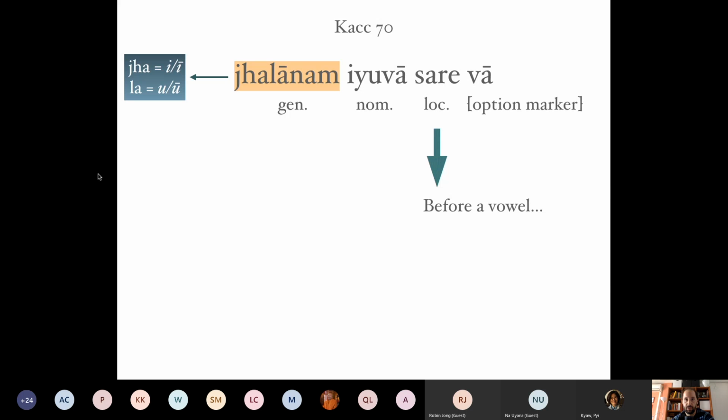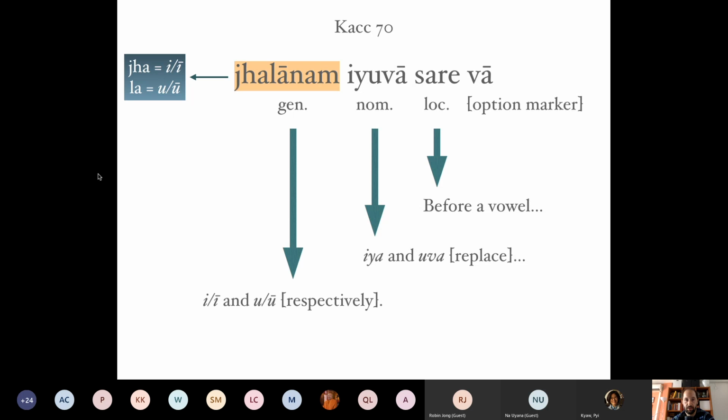So here, if we start translating, decoding it according to what we have seen before, we have a locative that is a right context, and we have to translate it as before this item, so before a vowel, ia and uva, and we understand these are the replacements for, or they replace ii and uu respectively. So this respectively is a yathasankhyam. That means according to the sequence.